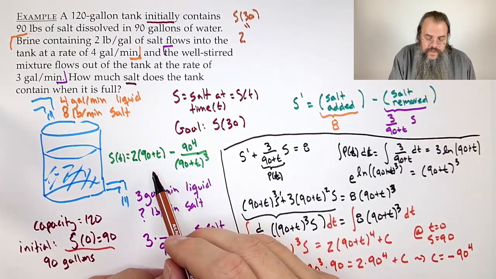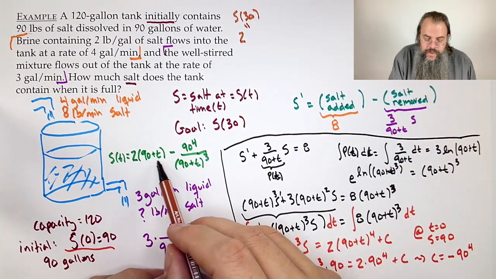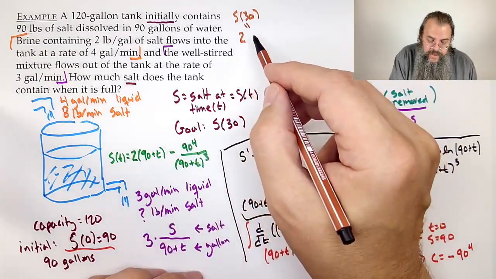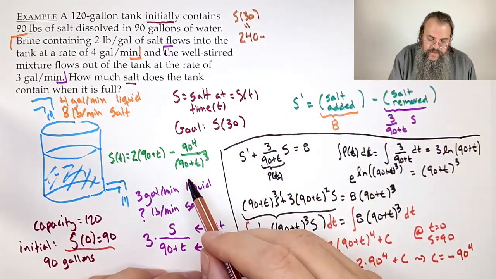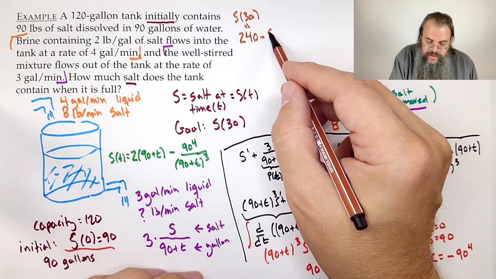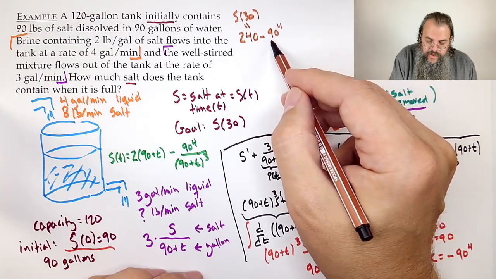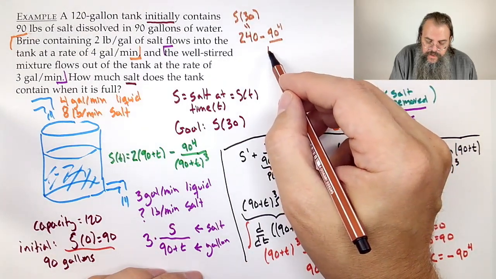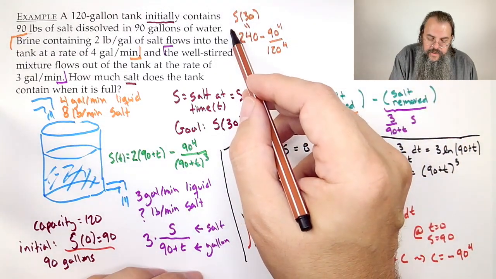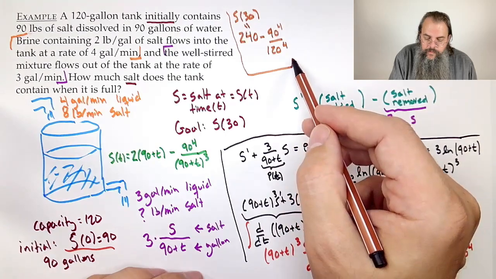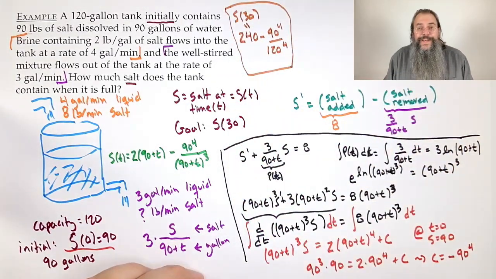90 plus 30 is 120, and 2 times 120 is 240. So it's 240, subtract, and then we're going to have 90 to the 4th divided by 120 to the 4th. And you know what? We'll be happy with that answer.